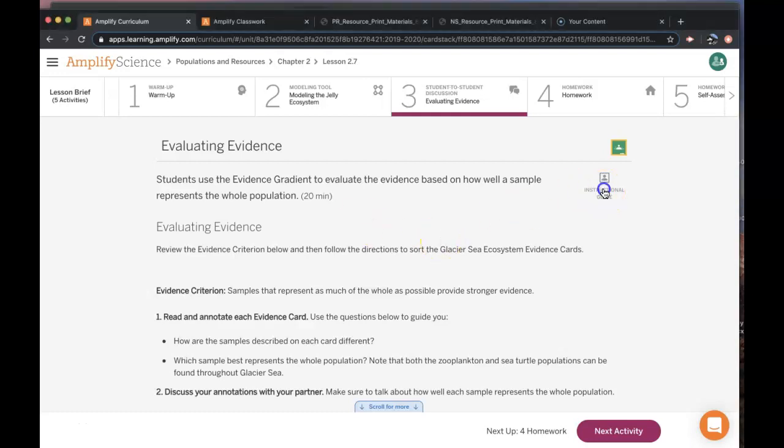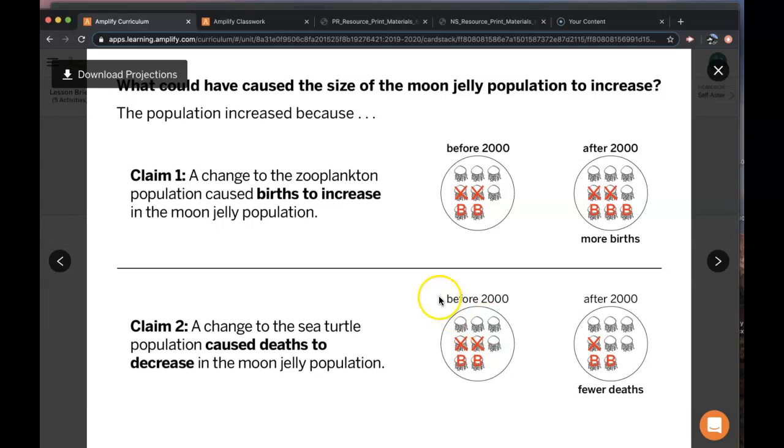So if we take a look at our claims, we have established that a change to the zooplankton population could have resulted in more births in the moon jelly population. So that's claim one. So instead of just saying that the births increased, it's that changing the zooplankton population caused the births to increase in the moon jelly population. So now our claims are more specific. And then also that a change to the sea turtle population could have caused deaths to decrease, so fewer deaths in the moon jelly population.